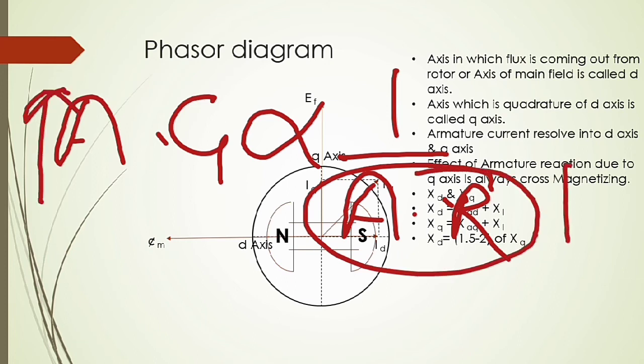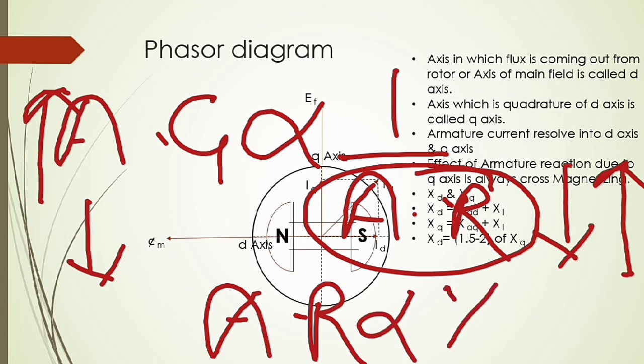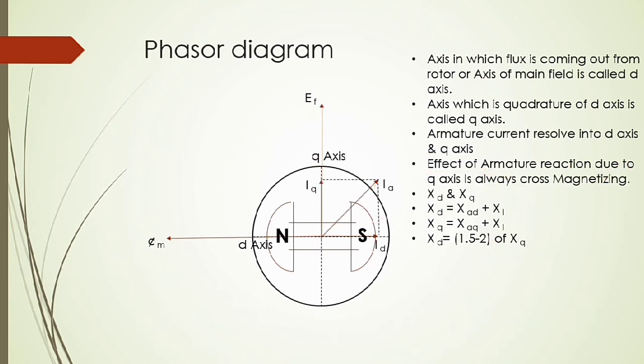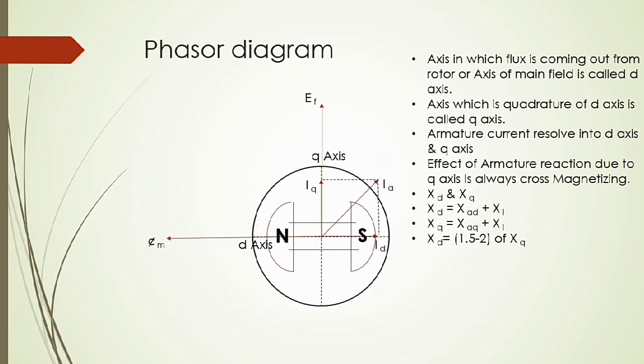If the air gap is small, armature reaction is large, and armature reaction is directly proportional to armature reaction reactance. We already know this. So in the d axis we have a small air gap, that means we have a large armature reaction, that means we have a large armature reaction reactance. That's why Xd is greater than Xq. In practice we see Xd is approximately 1.5 to 2 times Xq.